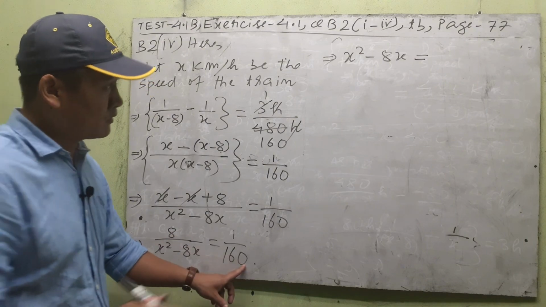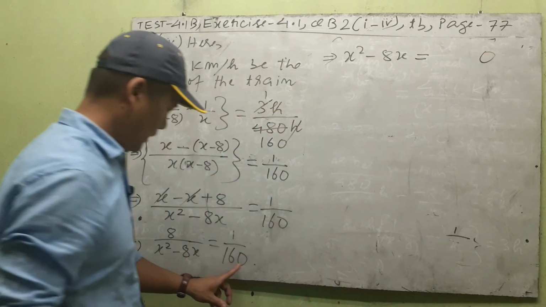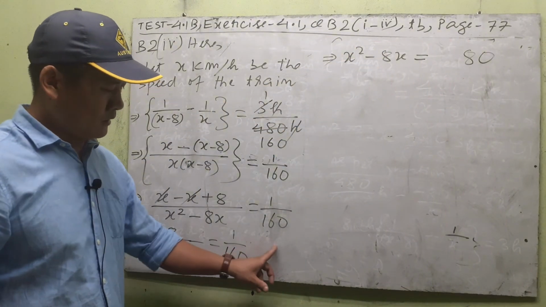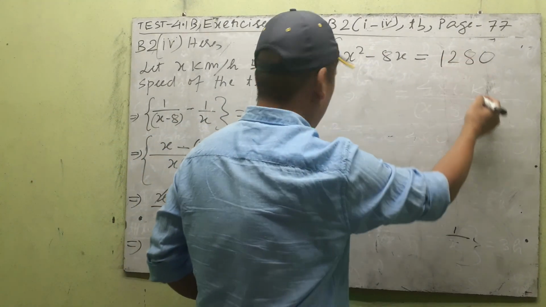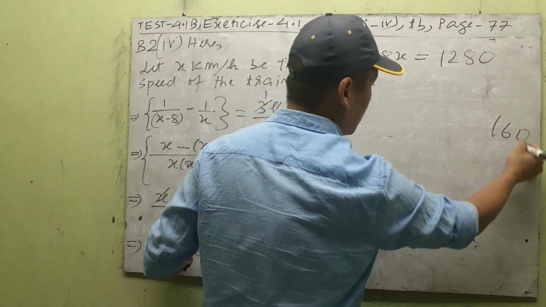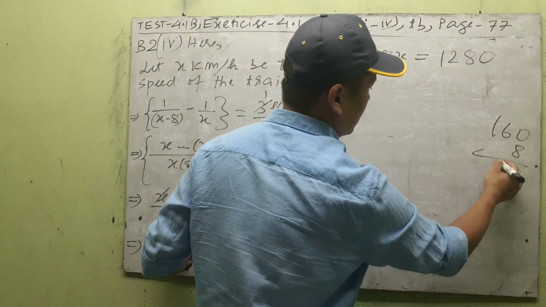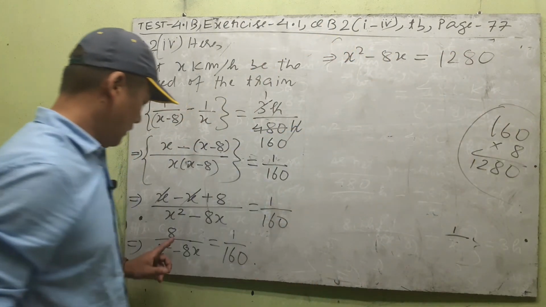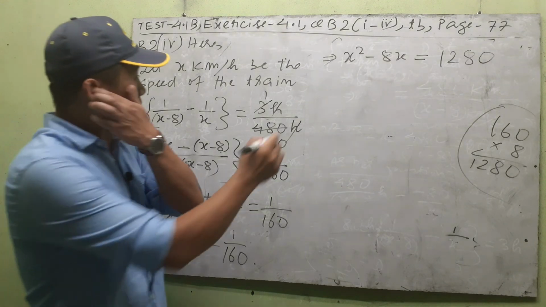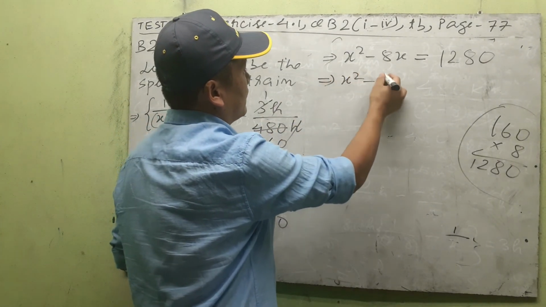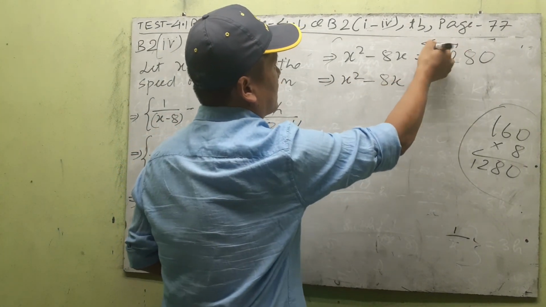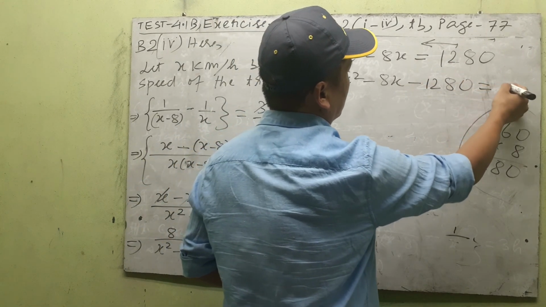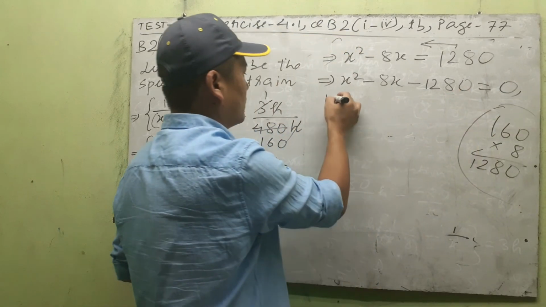8 into 0, 0. 8 sixes are 48, 4 in hand. 8 ones are 8, 9, 10, 11, 12. So what I mean is this 160 is multiplied by 8 to get 1280. Multiply this 2. That's a case of shifting it. X squared minus 8x, no sign means plus 1280. Shifted to the left side, minus 1280. Equal to nothing left on the right side. So it's equal to 0.